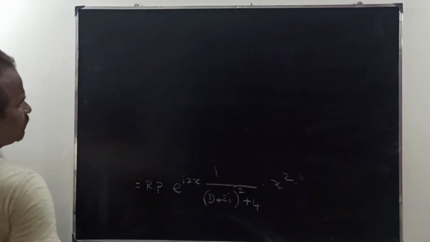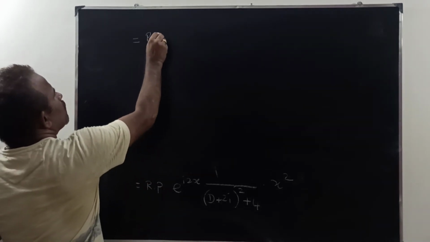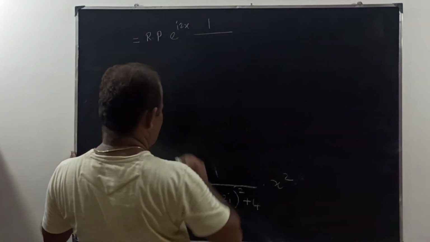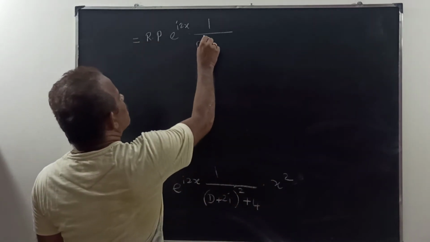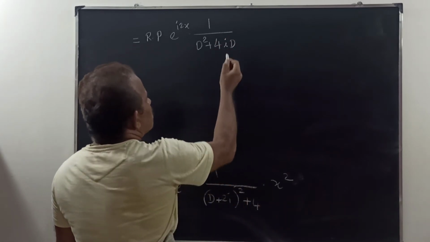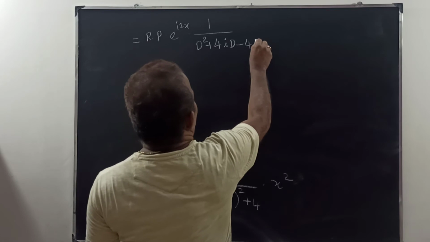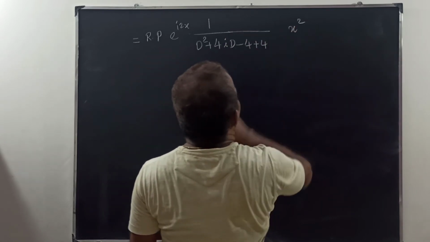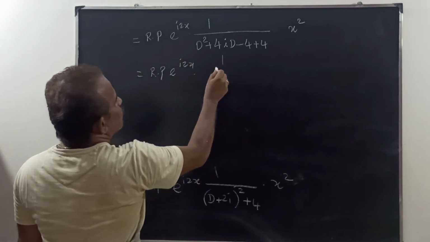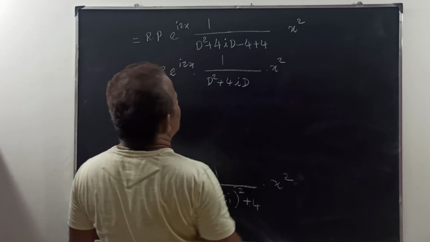So therefore I can write this is equal to the real part of e^(2ix) into 1 by (D² + 4iD − 4 + 4) into x². So therefore I can write the real part of e^(2ix) into 1 by (D² + 4iD) into x².